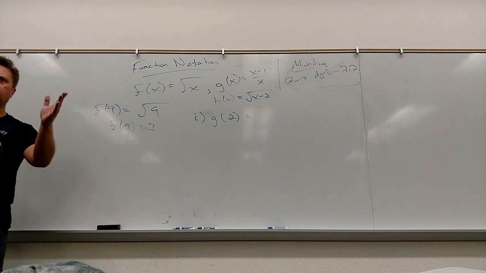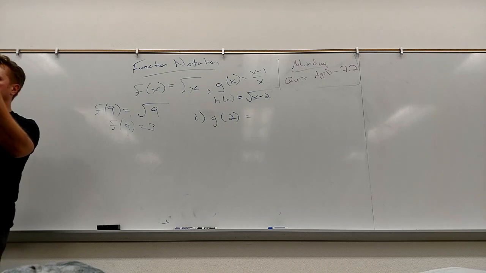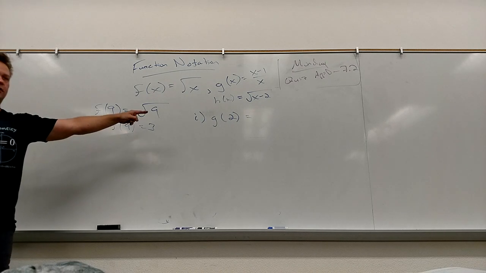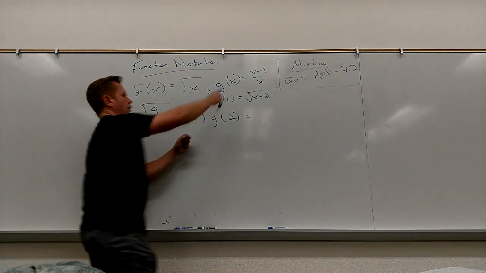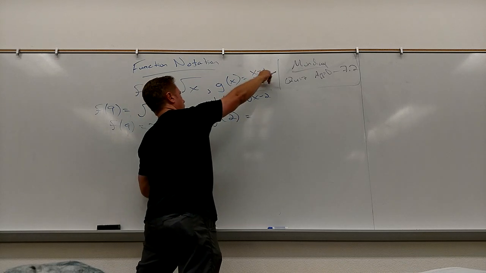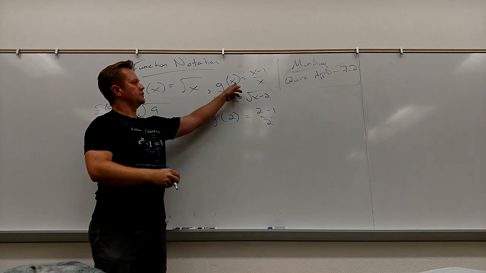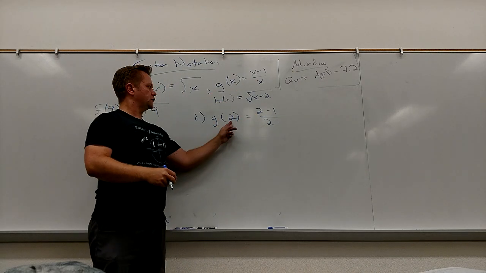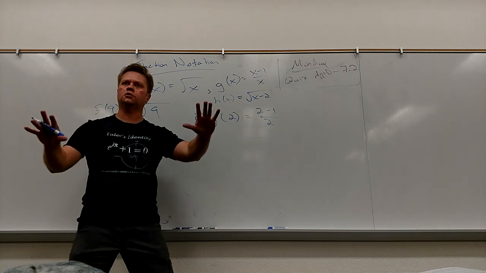So I very quickly told you two things: which function to use and what to put into it, in very little words. It's 1/2, right? So you would put a 2 where? In the g. So 2 minus 1 over 2. If g of x is x minus 1 over x, g of 2 is 2 minus 1 over 2. So it's really just a substitution problem.